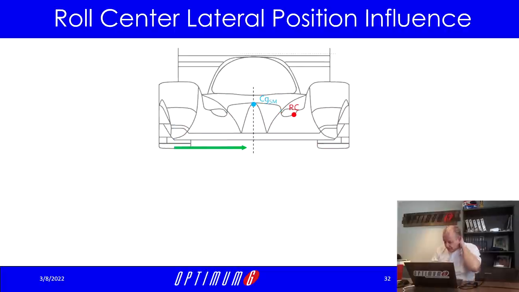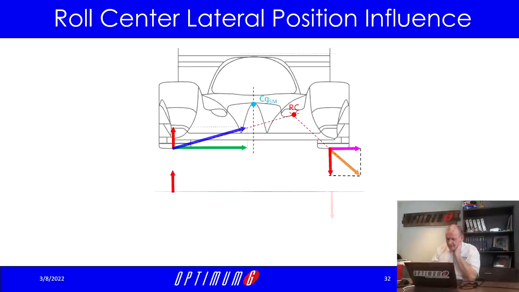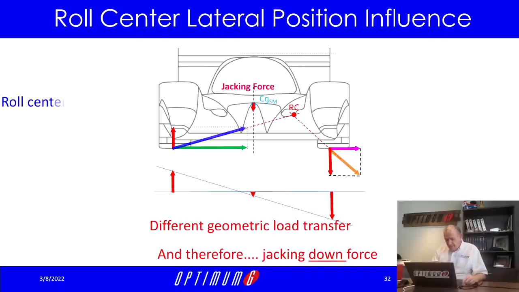Let's put the roll center towards the inside wheel and look at the decomposition here. You see that actually you have more down than up, and you see that the car is going to be jacked down, which could be an advantage in terms of center of gravity position and definitely ride height, downforce, definitely downforce. So you have to be careful with that.